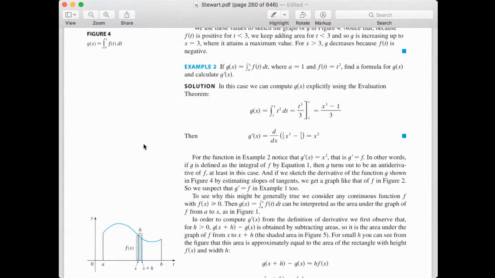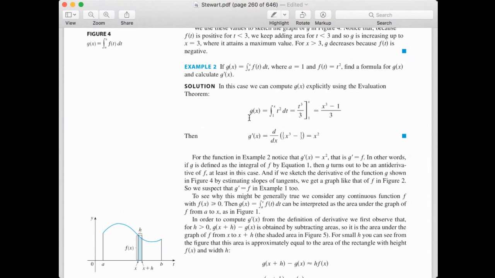Okay, let's see this one. Example 2. If g of x equals the integral from a up to x of f of t dt, where a equals 1, and f of t equals t squared. So find a formula for g of x and calculate g prime of x.